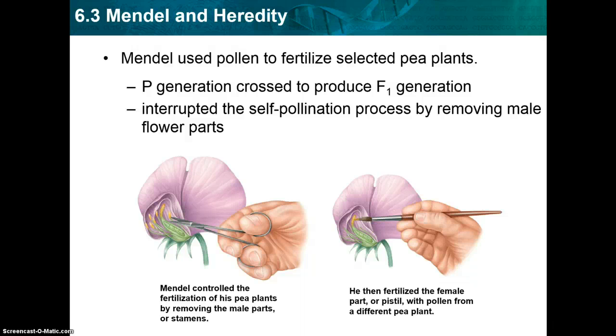He used pollen to fertilize selected pea plants. So the P generation, or parent, is what that stands for. He crossed the parents to produce the F1 generation, which is the first generation of kids. Alright? He prevented the self-pollination process by removing the male flower parts. So he'd go in there and he'd hand select each little male part and cut it off. Pop, pop, pop, pop. And then he'd take his little paintbrush full of pollen and he'd brush the female part of the plant so he could make sure that this plant mated with this plant, pretty much.